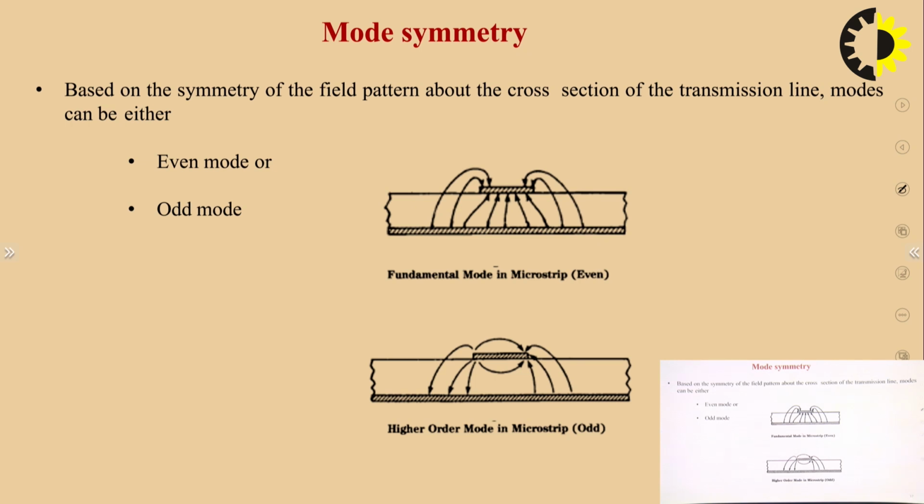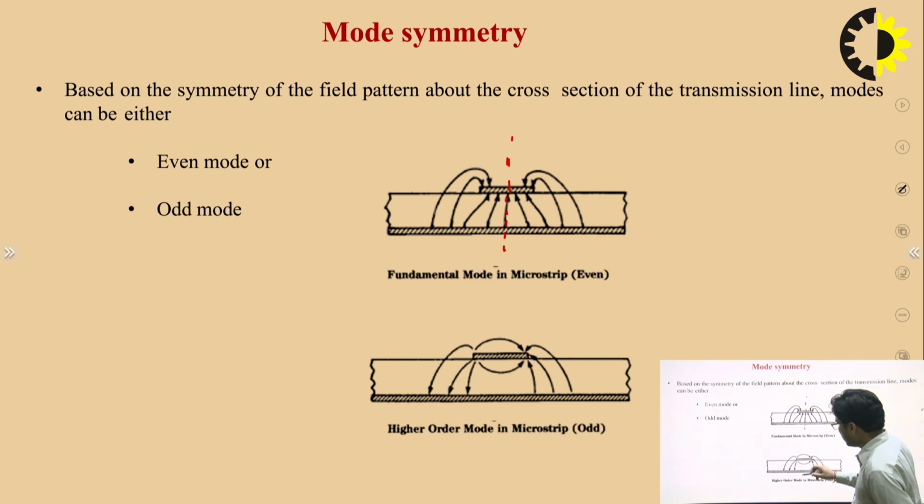So this is the mode symmetry we have in the case of the microstrip line. This is a kind of even mode symmetry. You can see this is the field distribution of the microstrip transmission line. If you see, this is a mirror image of the field distribution as well. That's why we call this an even symmetry of the field distribution, and that's why we call this an even mode.